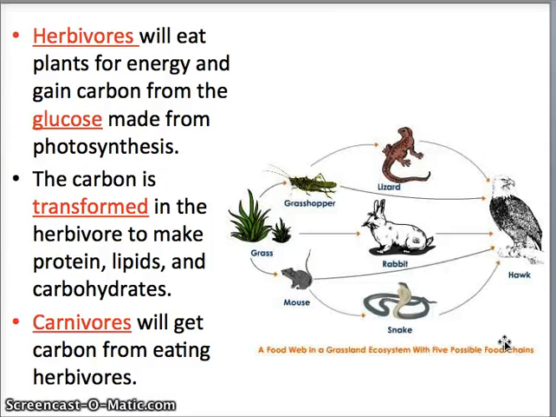Herbivores will eat plants for energy and get glucose into their bodies. And when glucose is entering a living thing's body, the digestive system will break down that glucose into different atoms, and the body will create new nutrients such as proteins, lipids, and carbohydrates.